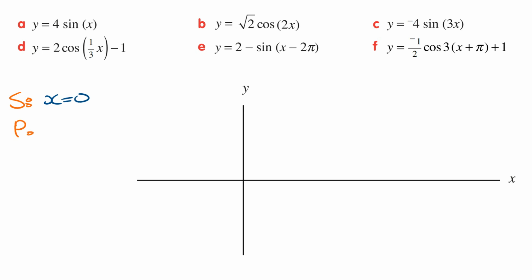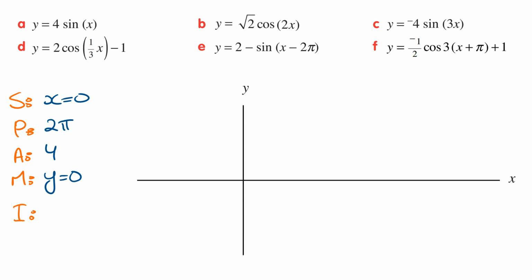Then we want p, the period. The period of this is just going to be 2 pi on 1, which is just 2 pi. Then we want the amplitude. The amplitude is going to be 4. Then we want the midline. The midline is going to be the line y is equal to 0 since there's no constant added to the sine function. And the last thing we need is the interval.